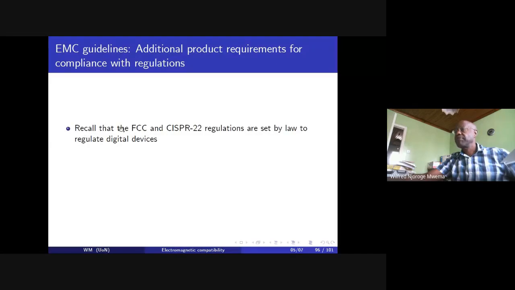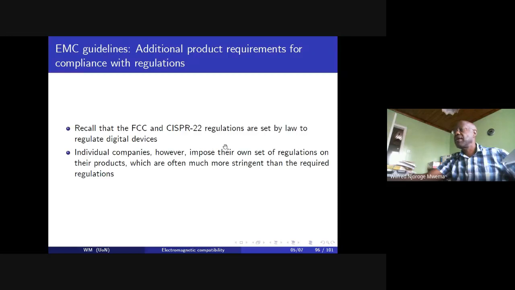And we recall that the FCC and CISPR regulations are set by law to regulate digital devices. Individual companies will, however, that is, we are talking about additional product requirements, impose their own set of regulations for their products, which we say is for their own protection. And these are usually more stringent. They want to be as much below the regulation as possible, so that their product will not have a chance of being outside those regulations.